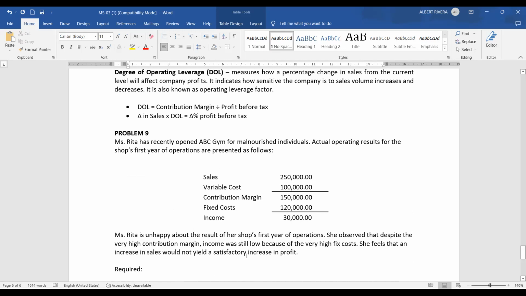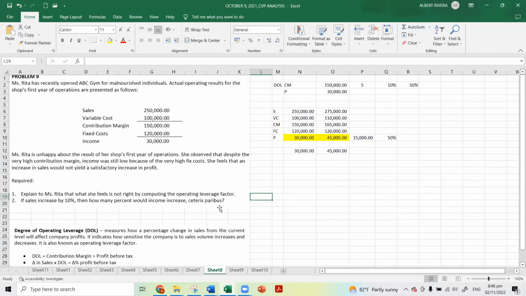So, using this problem number 9, it says here that the company recently opened ABC Gym, and these are the corresponding information. There's an income of 30%, okay? But the owner is unhappy about the result of her shop's first year of operations. She observed that despite very high contribution margin, income was still low because of very high fixed costs. And she feels that an increase in sales would not yield a satisfactory increase in profit.